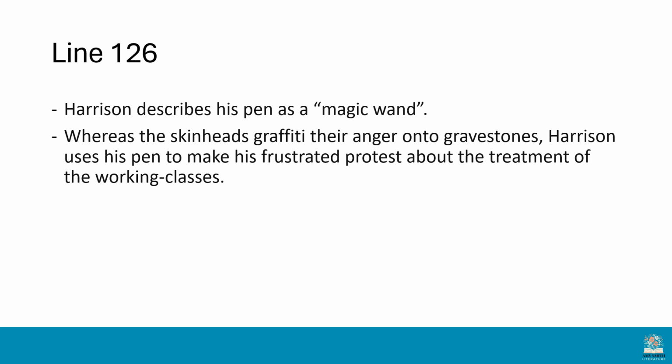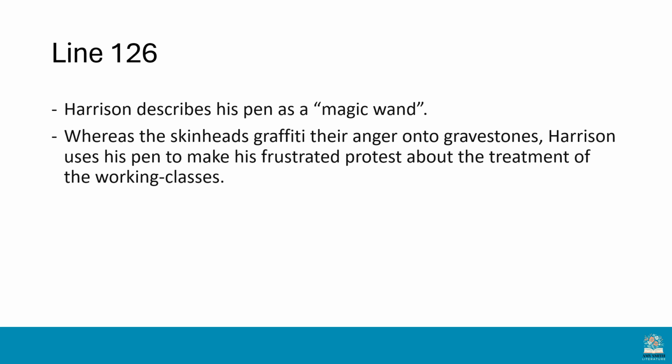I'm not going to look at every single section of the poem, so I'm going to jump ahead a bit to line 126. And here he describes his pen as being a magic wand. Now, this is back to the idea of language being power, of the written word being a really strong protest against injustices that are happening.